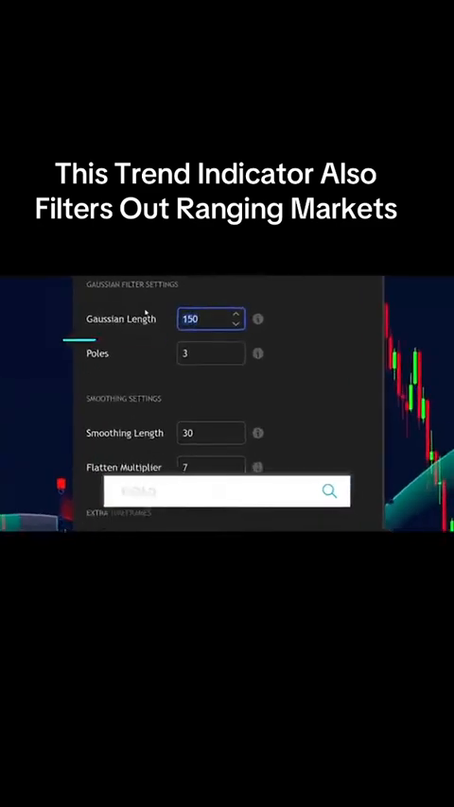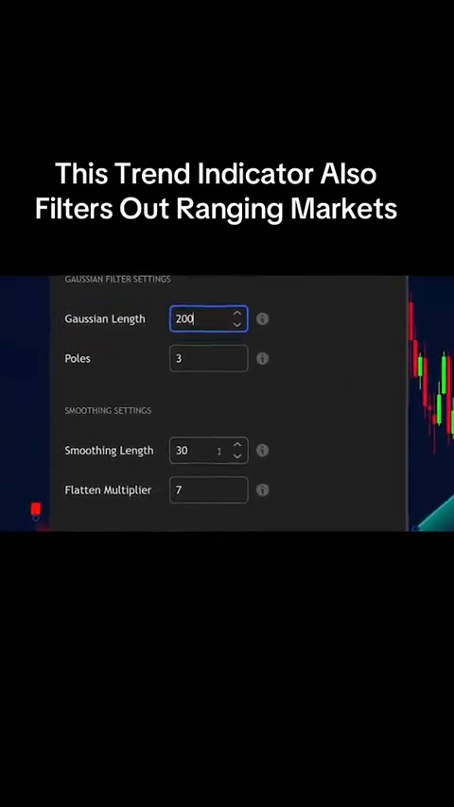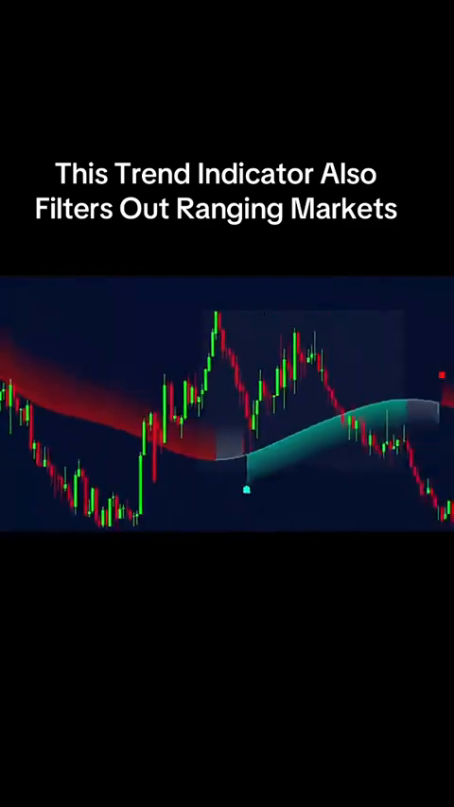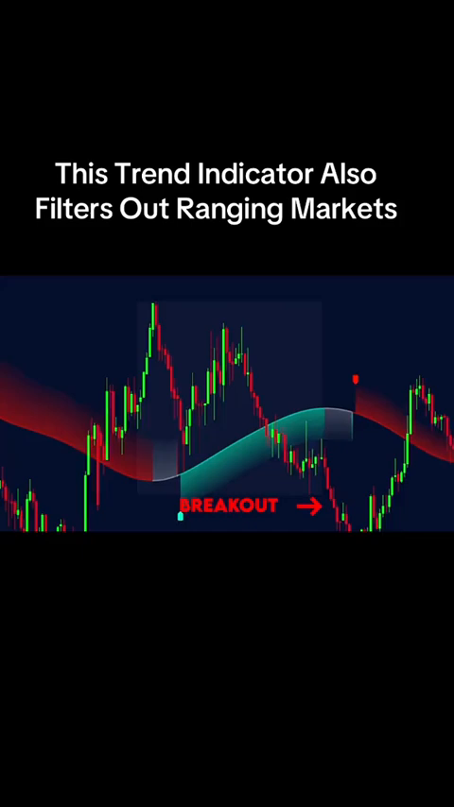For gold, increase Gaussian length to 200 for smoother trend identification. Boost the flattening multiplier to 2 to filter out gold's notorious fakeouts, and pay special attention to Asian session ranges, which often lead to breakouts.